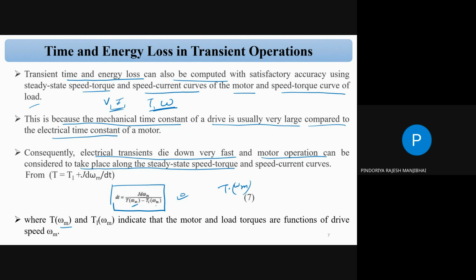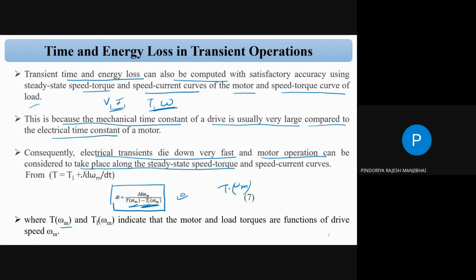Denominator, you are saying the denominator? See the line just below that, where T omega M and TL omega M indicate that motor and load torques are functions of the drive speed omega M. Function means not multiplication there. In this equation, you are telling this equation? Yes, sir. Can you just repeat your statement? Just read the line below that equation: where T omega M and TL omega M indicate the motor and load torque function of the drive speed omega M.